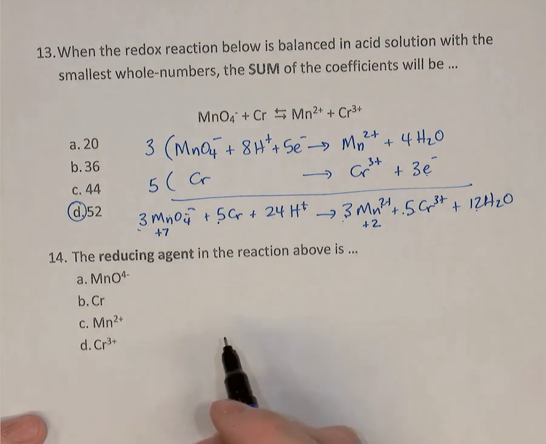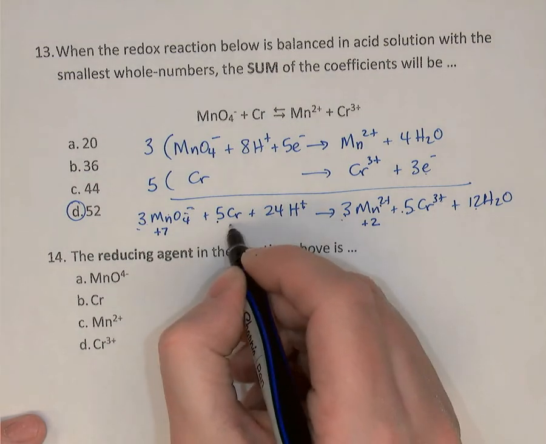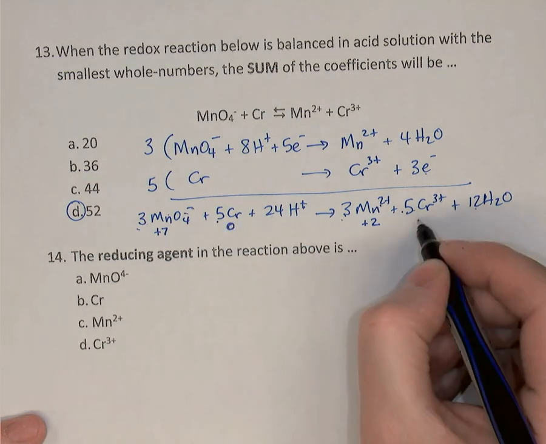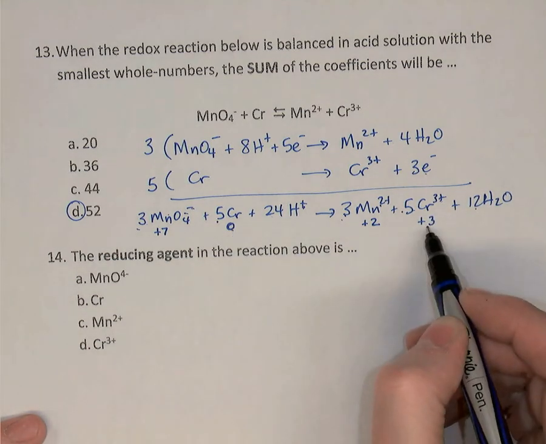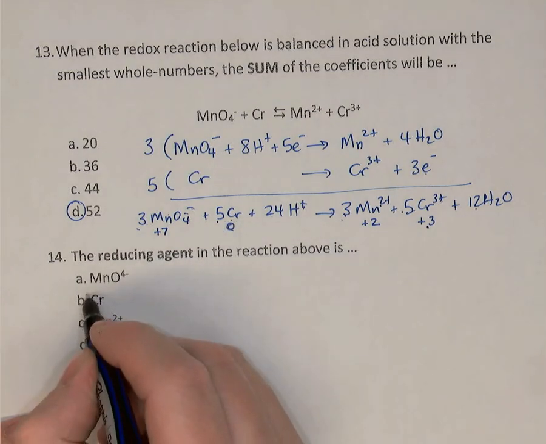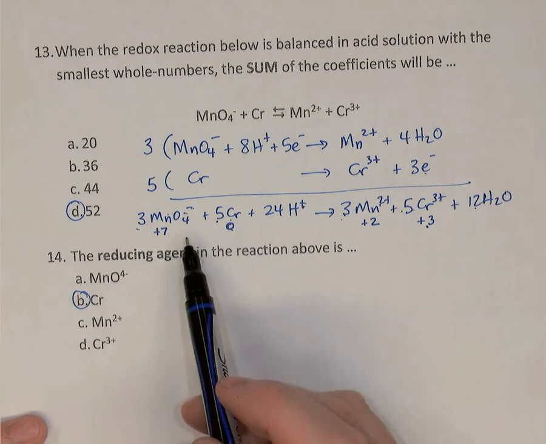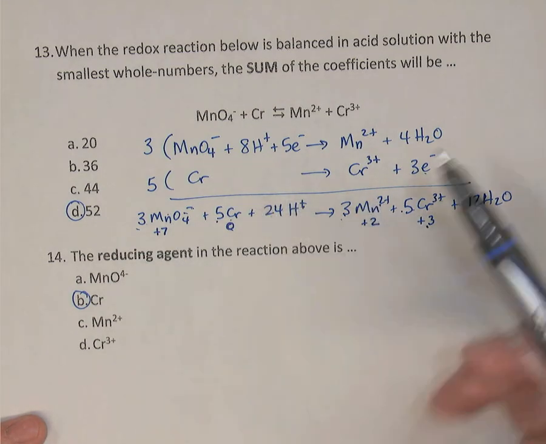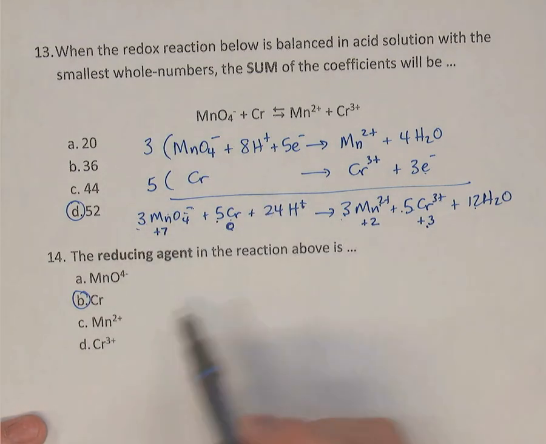But I'm looking for the substance that was being oxidized. The reducing agent is being oxidized. The chromium starts with an oxidation state of 0 and finishes with an oxidation state of positive 3. So the chromium went from 0 to 3. It lost 3 electrons. Well, then chromium was being oxidized, and so chromium, Cr, is the reducing agent. Remember that the reducing agent, the oxidizing agent, the substance being reduced, the substance being oxidized, they have to be reactants. They won't be products. So you could just ignore anything here that was a product.